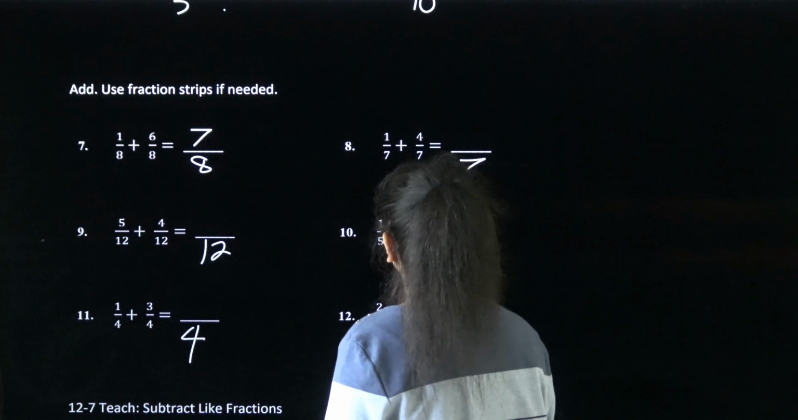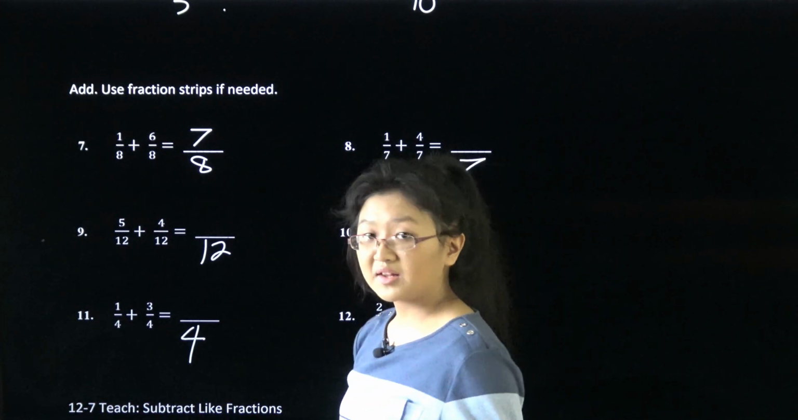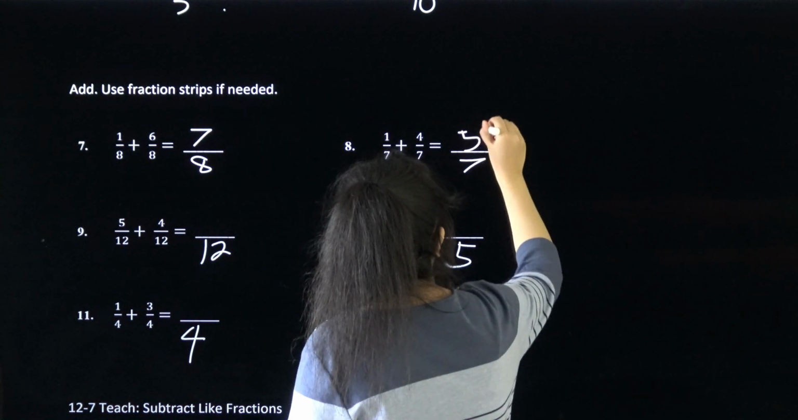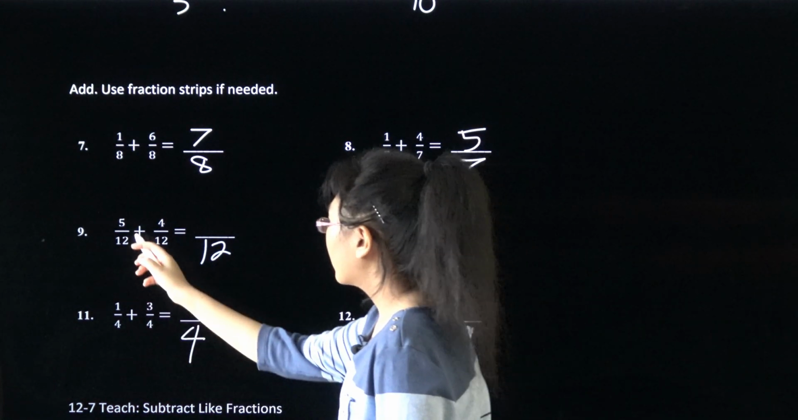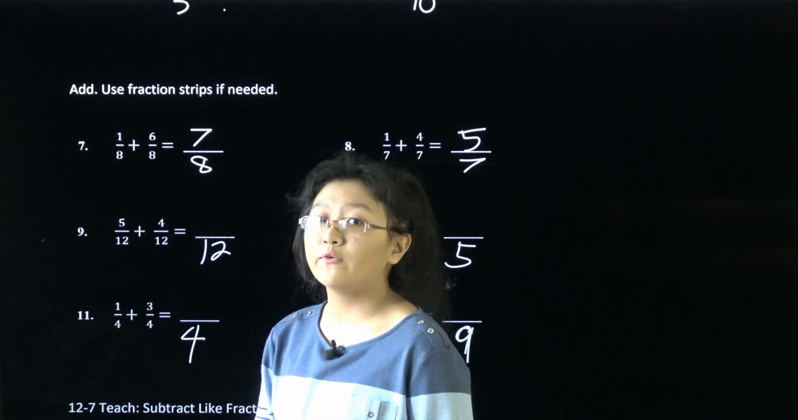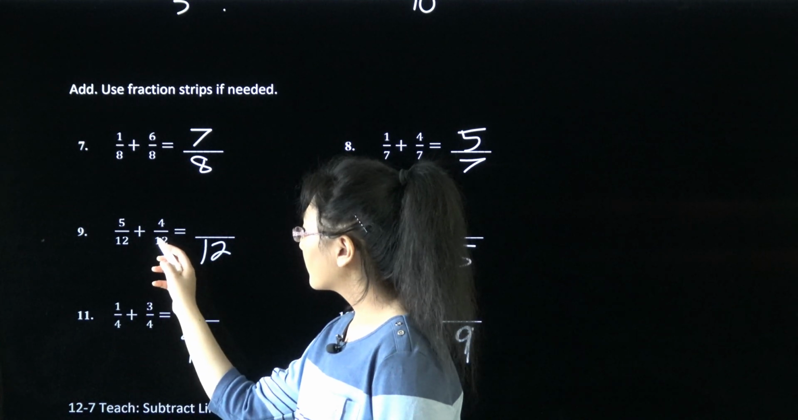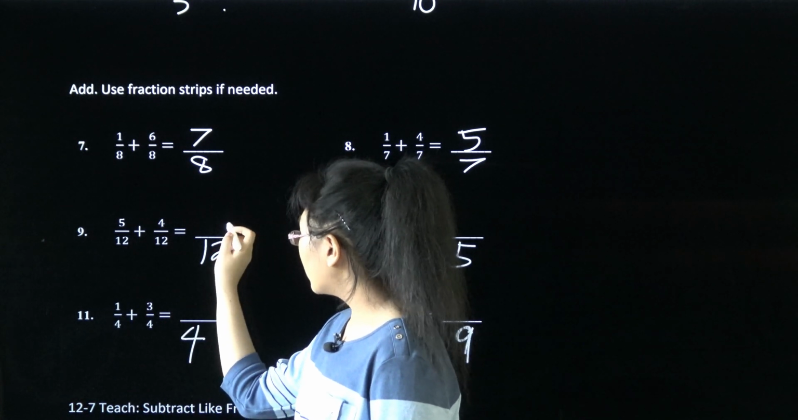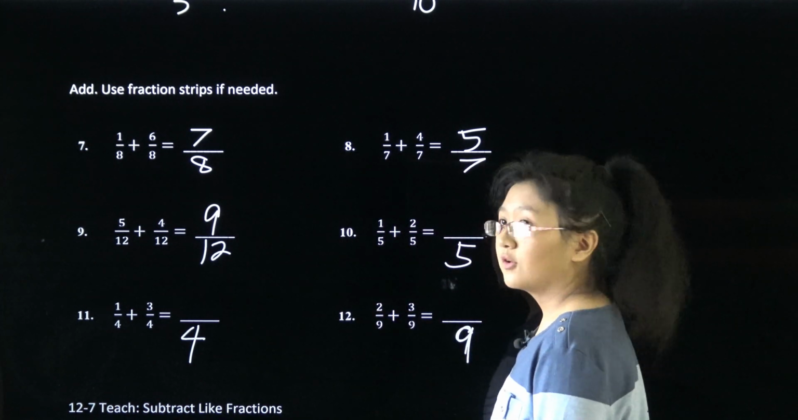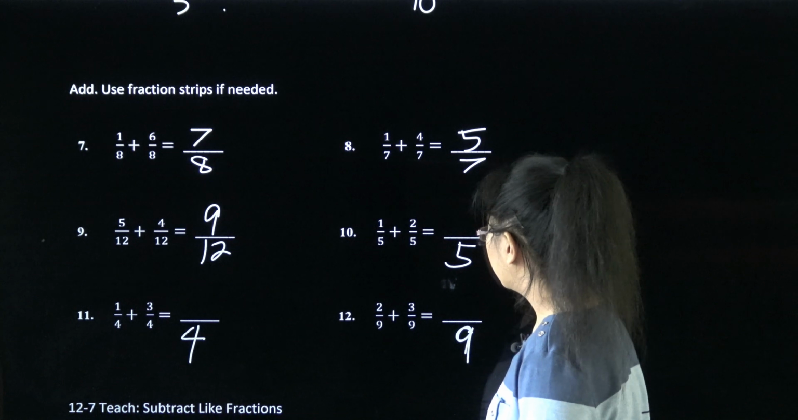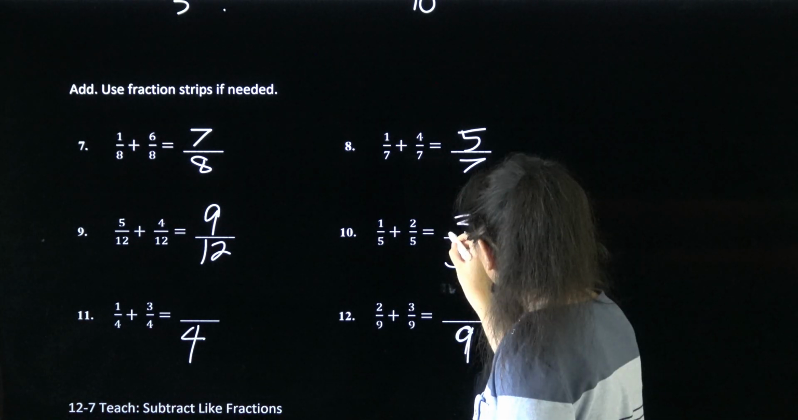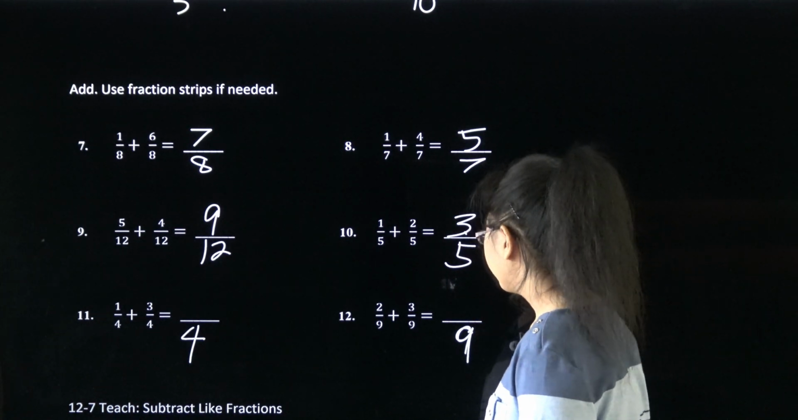1/7 plus 4/7 is something 7th. So 1 plus 4, 5/7. 5/12 plus 4/12 equals to what 12th? 5 plus 4 equals to 9. 1/5 plus 2/5 equals to, well, what fifths? 1 plus 2? 3/5.